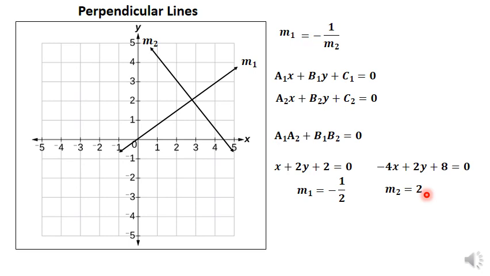Or we can also use the direct method by using the coefficients of this line. The coefficient of x is 1. The coefficient of x here is negative 4. We multiply them: 1 times negative 4. The coefficients of y here is 2 and this is also 2. So we multiply together, we have 2 times 2. Adding them together, the result is 0, then these lines are perpendicular.